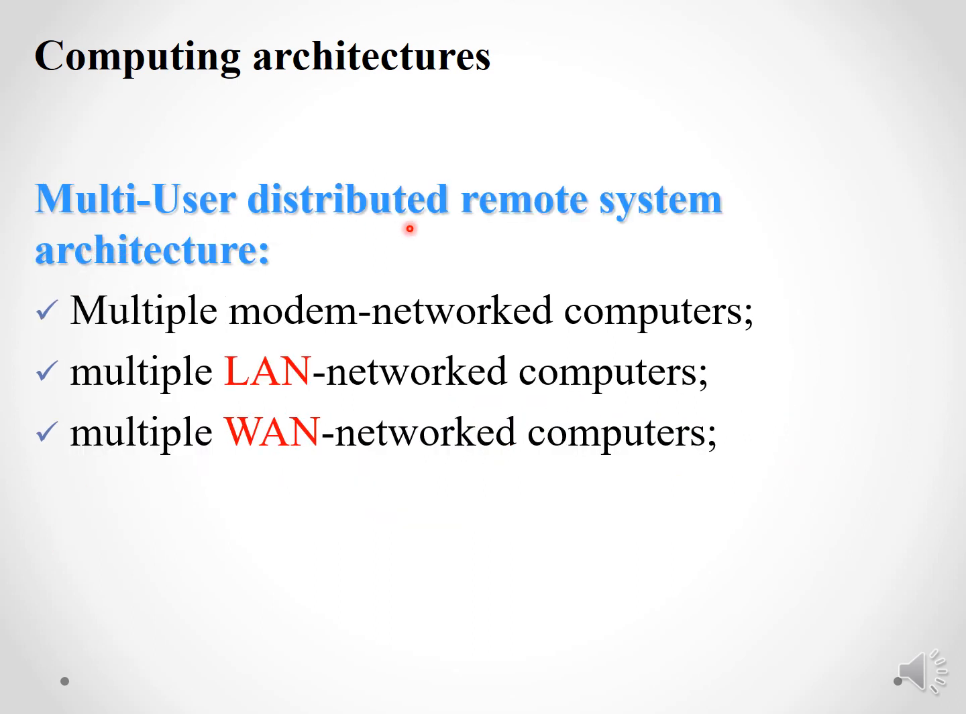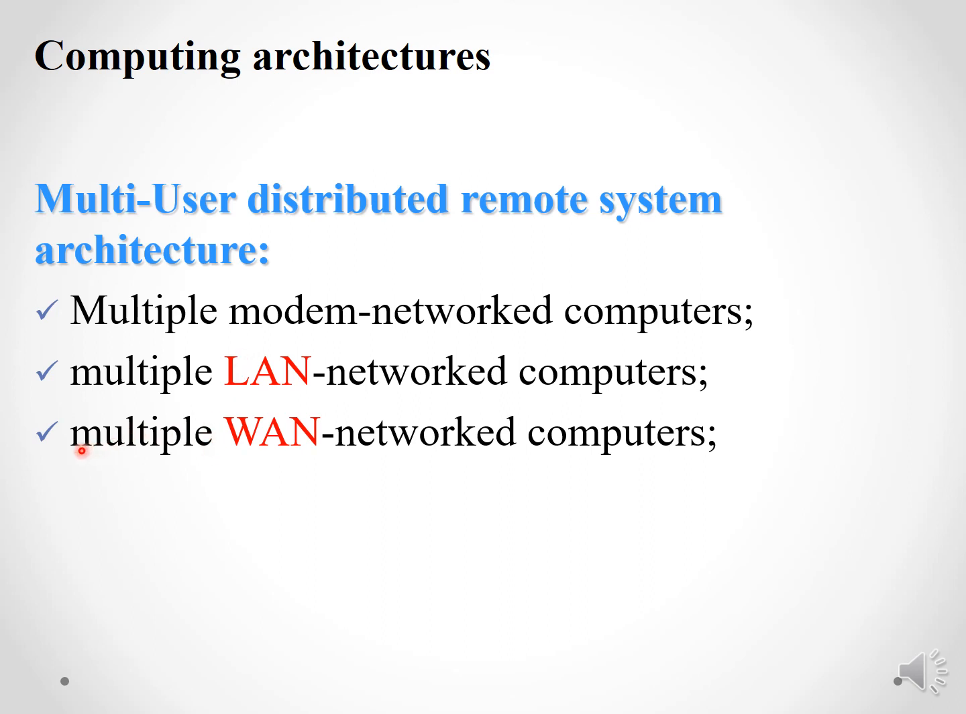For multi-user distributed remote system architecture, we can have a model like the first one, multiple modem network computers, or we can have multiple LAN network computers. LAN here means local area network. A LAN is a group of computers and devices that share a common communication line or wireless link to a server within a distinct geographic area. Okay, this is about LAN.